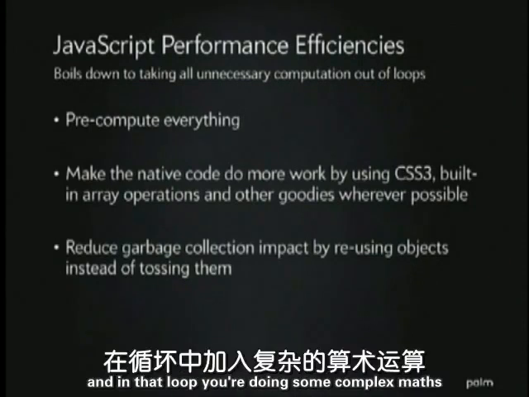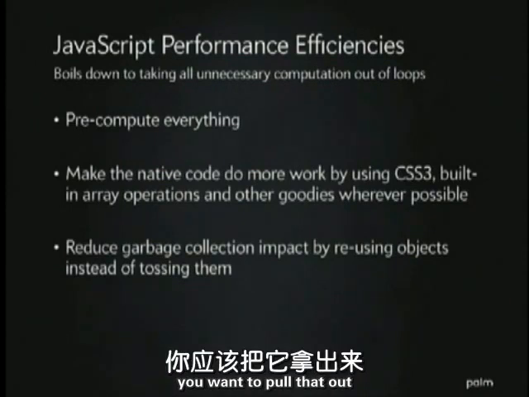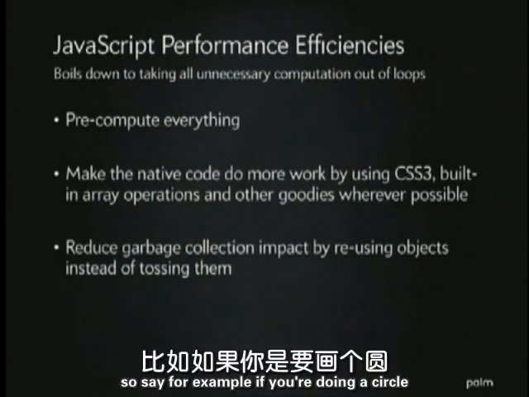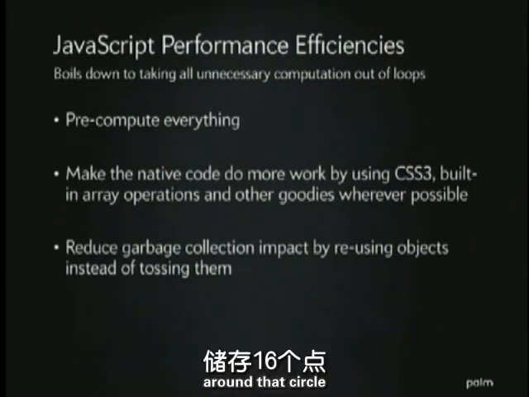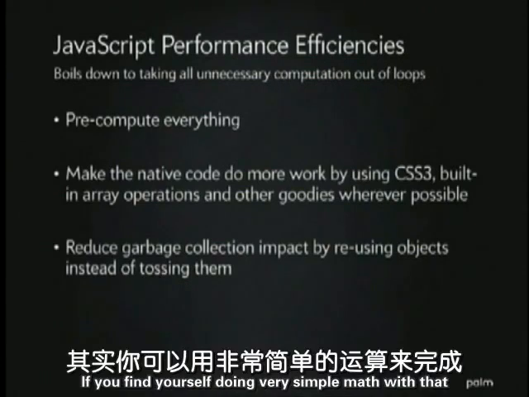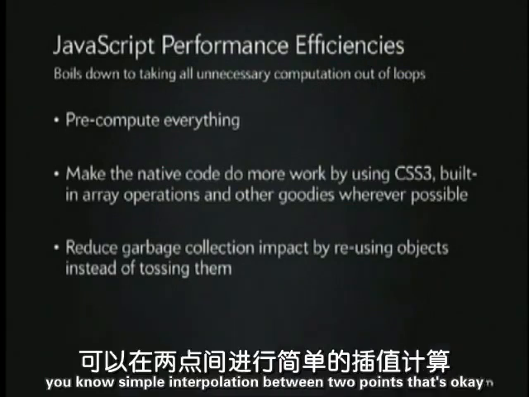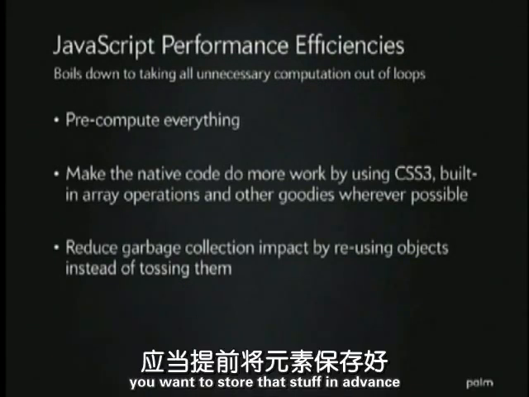If you have a loop, and in that loop you're doing some complex math, you're doing it wrong. You want to pull that out, put it into an array, or make the math much simpler. Say, for example, you're doing a circle and you want to store maybe 16 points around that circle that you can use later. If you find yourself doing very simple math with that, simple scaling, simple interpolation between 2 points, that's okay. But doing the raw calculations of some sort of complex path, you want to store that stuff in advance.